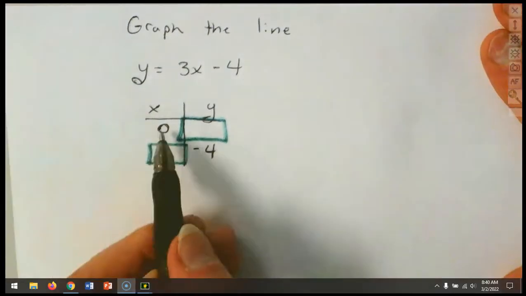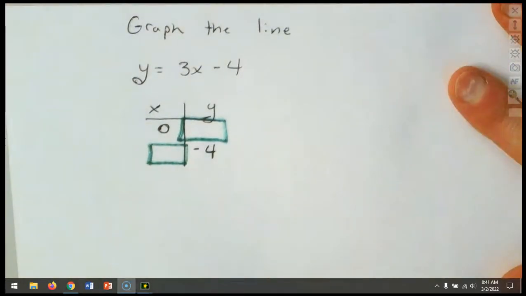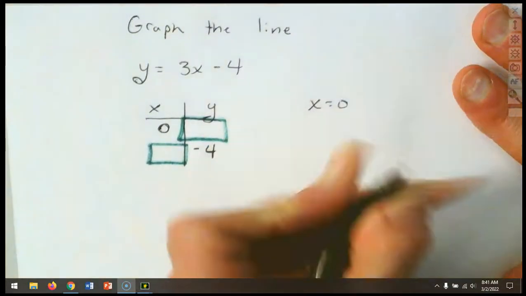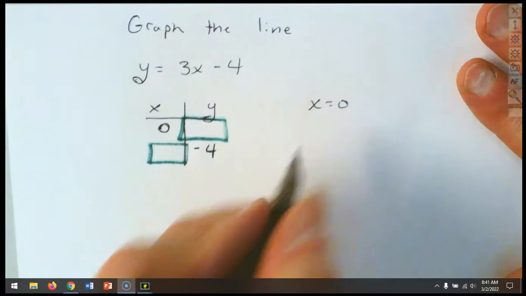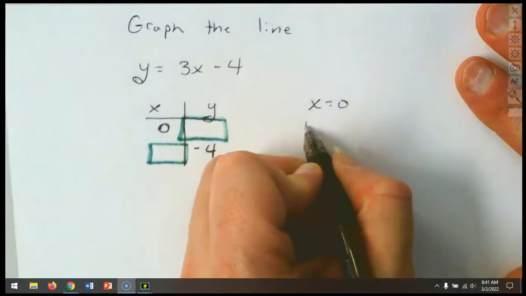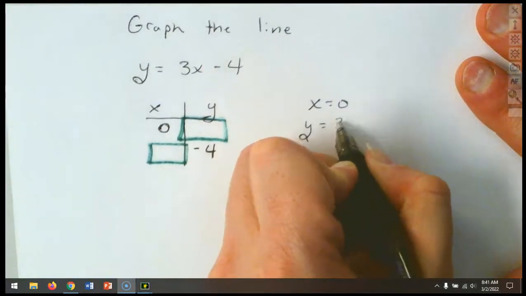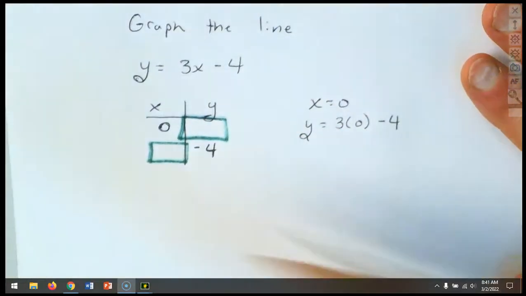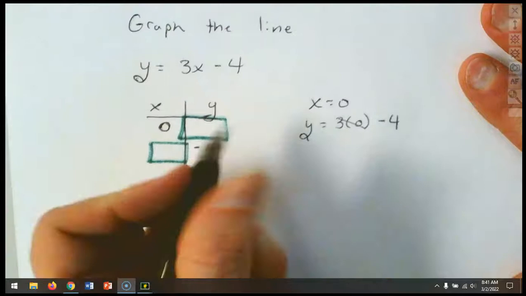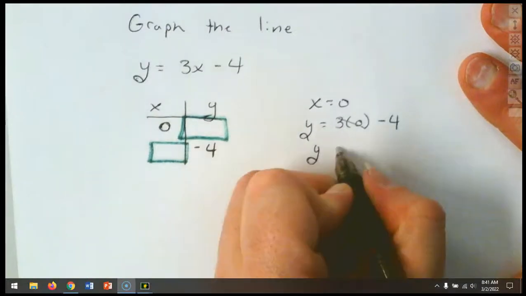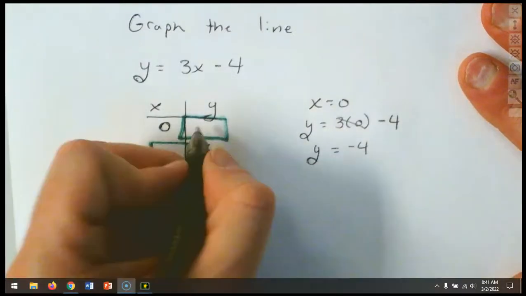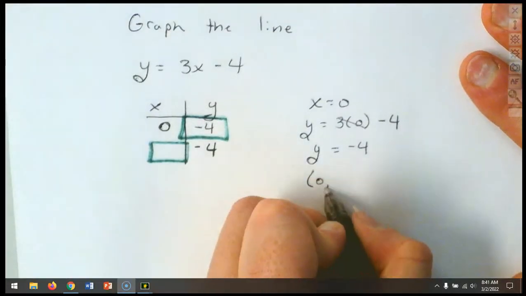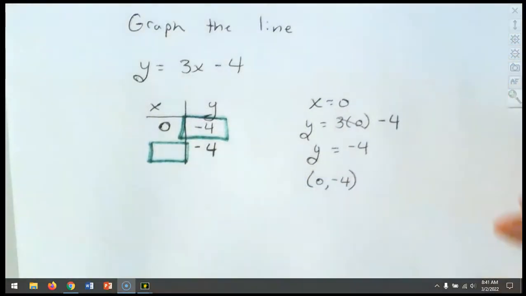So let's start with the first one. So what do we know on our first part? We know x is 0. And if we use x equals 0, we plug it in. So that gives you y equals 3 times 0 minus 4. 3 times 0 is 0. So that means then y equals -4. And that's our first ordered pair, which is now 0, -4.